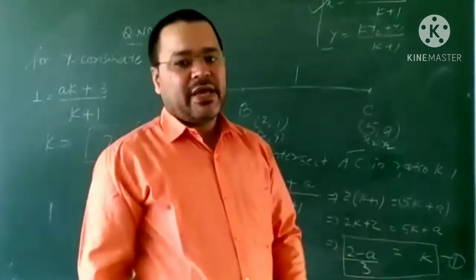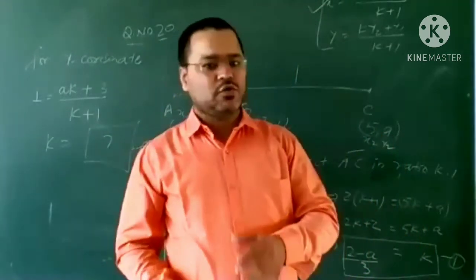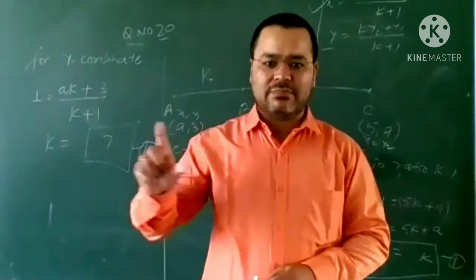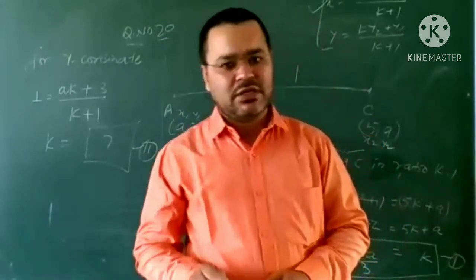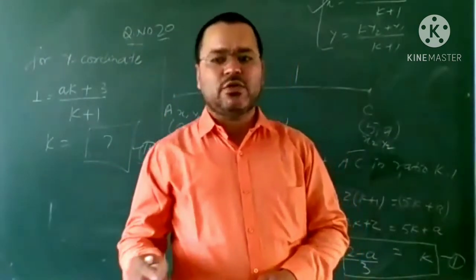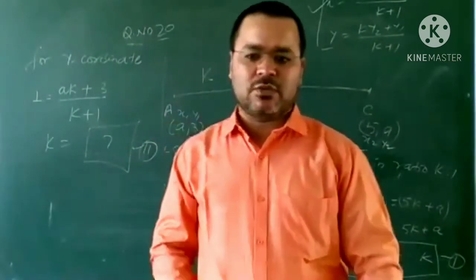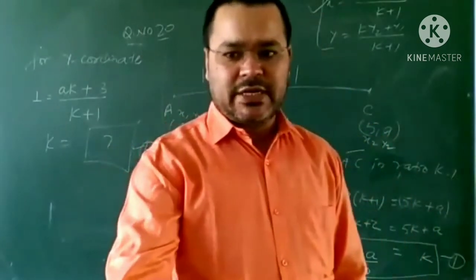Now we have 3 points. Using any 2 points, you should try to find the equation of the line by the two-point form: y minus y1 is equal to (y2 minus y1) upon (x2 minus x1) into (x minus x1). Using this formula, you can solve the question. Okay, I think you understand, all the students.